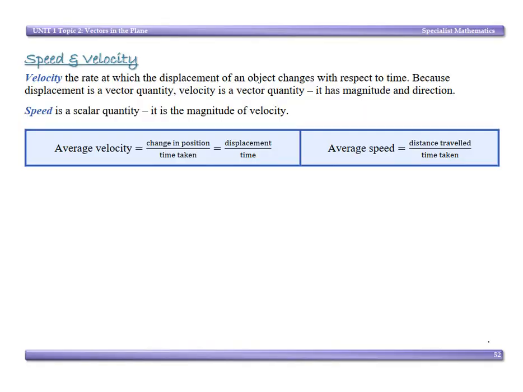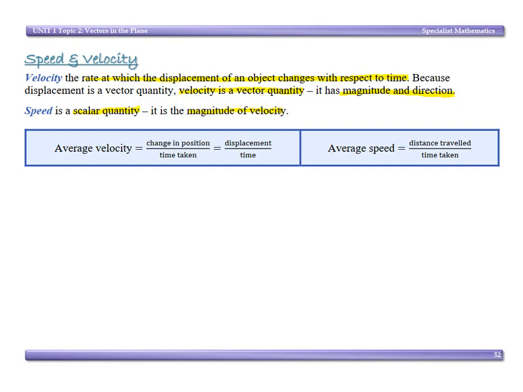Now let's look at speed and velocity. Velocity is the rate at which the displacement of an object changes with respect to time. Because displacement is a vector quantity, velocity is a vector quantity, so it has both magnitude and direction. In contrast, speed is a scalar quantity. It's the magnitude of velocity.